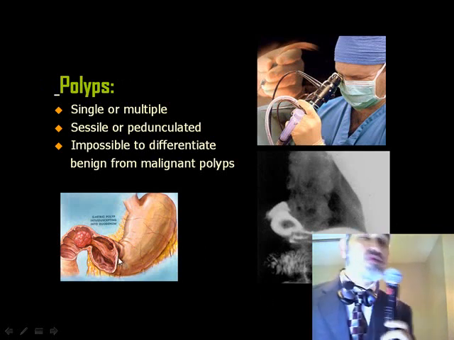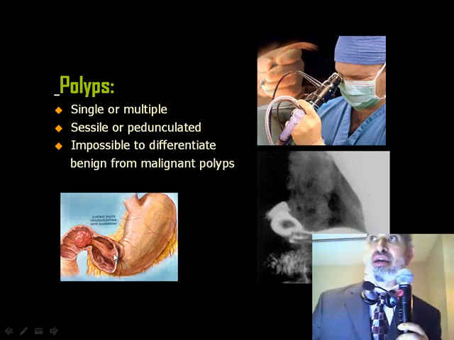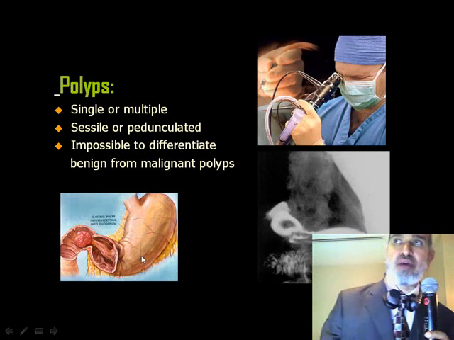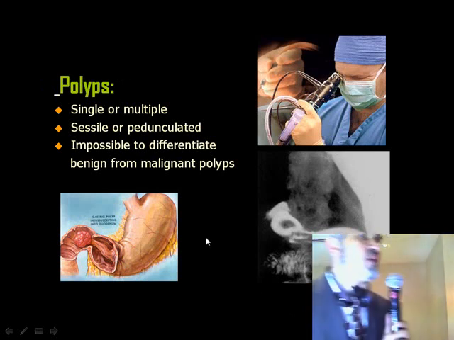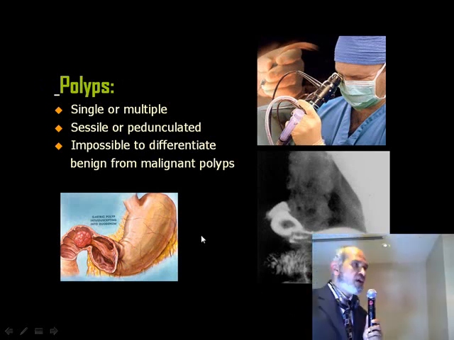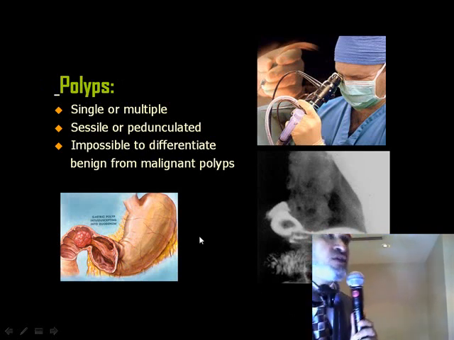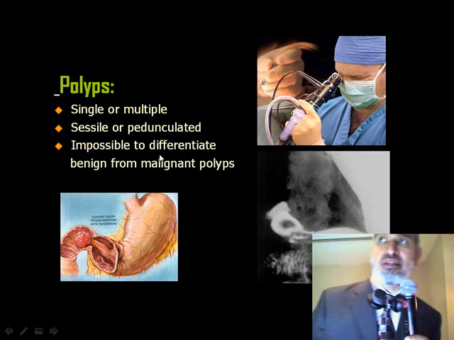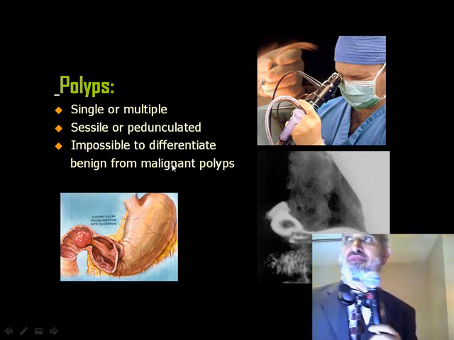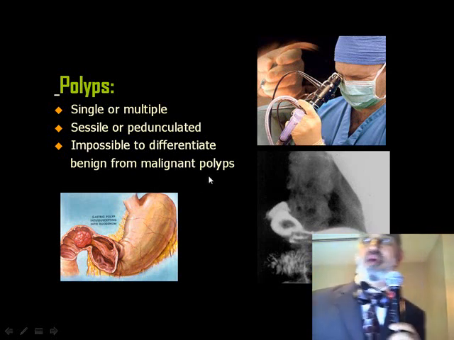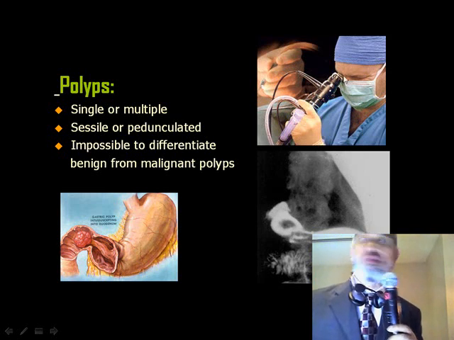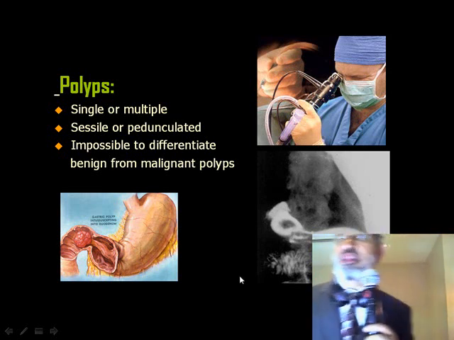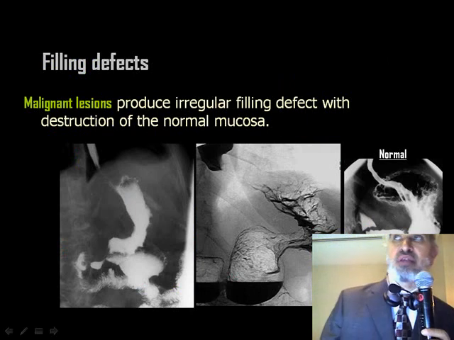Gastric polyps also produce filling defects inside the stomach, and we usually agree that the polyp which has a pedicle is usually benign, and the polyp which is sessile is usually malignant. But this is not true, since it is impossible, it is written in our books, it is impossible to differentiate benign from malignant polyps by barium. We always need the help of the endoscope to take a biopsy and to confirm the diagnosis.